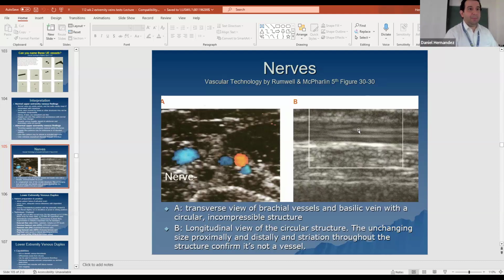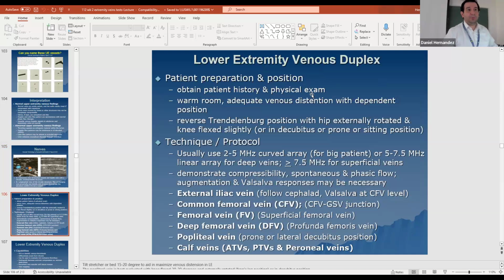But just again, keep that in mind. I just want to show this to you because I definitely have seen plenty of patients come into the hospital saying, oh, I went to an outpatient imaging site, they said I had a clot in my arm. I scan them and I'm like, no, they were probably just imaging this brachial nerve. Your vessels are fine. You don't have a DVT. So that's nerves. Lower extremity, we will start next week.